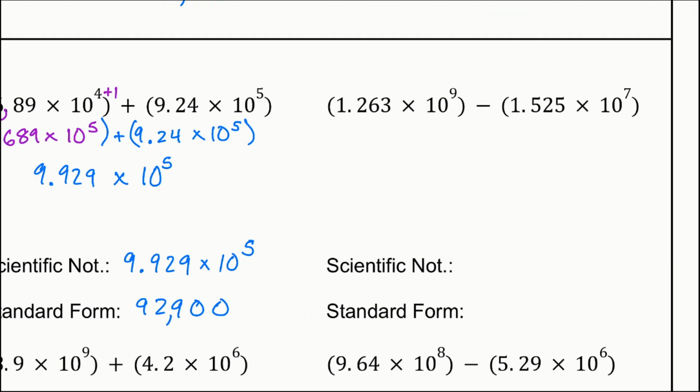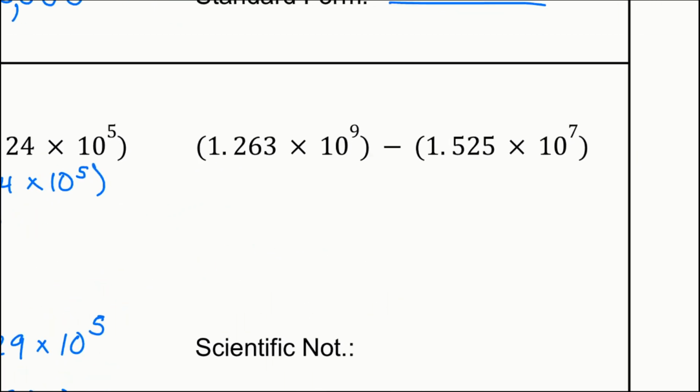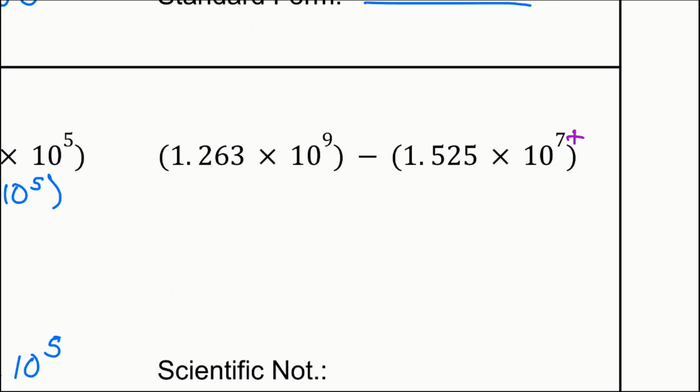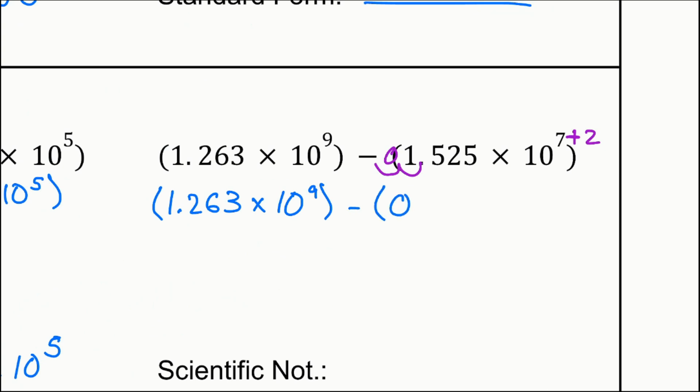Subtraction works the same way. So before I start moving the decimal or anything crazy, I am going to bring my smaller exponent up to the 9, because remember, that is going to ensure that I move this guy back 2. Because remember, they're inversely related. So what this is going to look like is 1.263 times 10 to the 9th minus 0.01525 also times 10 to the 9th.